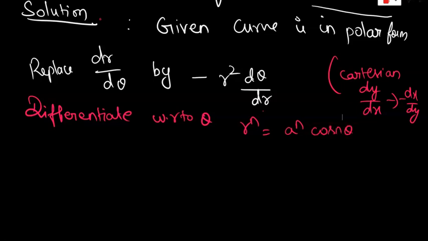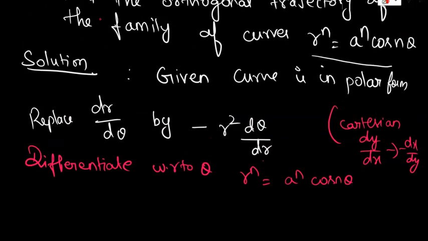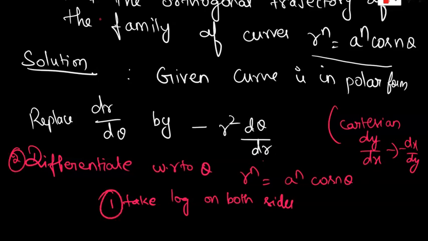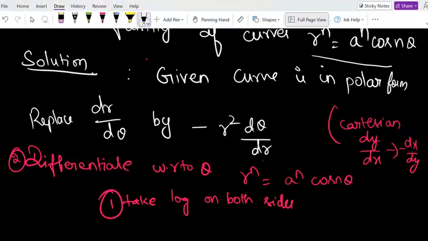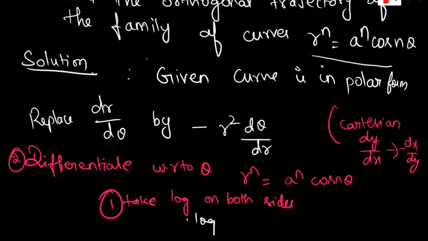Let me check the question. r power n. So whenever you see polar, what will we do before differentiating? We will take log on both sides, and then we will differentiate with respect to theta. Because we have a power, it is tough to differentiate with the power. Now, log of r power n is equal to log of a power n into cos n theta.